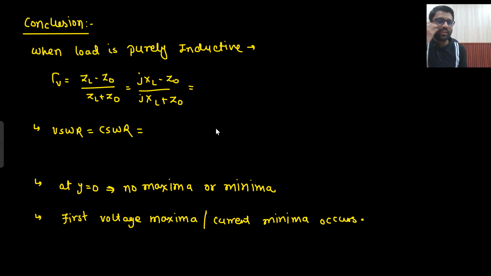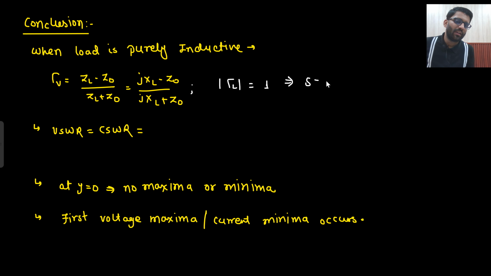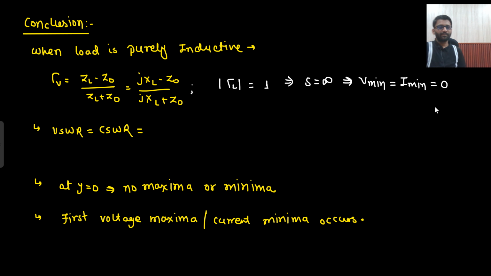So when the load is purely inductive, what is the first thing? The first thing is that mod of gamma L will be 1. If I talk about mod of gamma L, what would that be? From here, under root XL square plus Z naught square upon under root XL square plus Z naught square. So mod of gamma L will be 1. So from here I can get to know that my S will be equal to infinity, and I can tell that my I minimum and V minimum both will be equal to 0. So my standing wave ratio will always be equal to infinity.